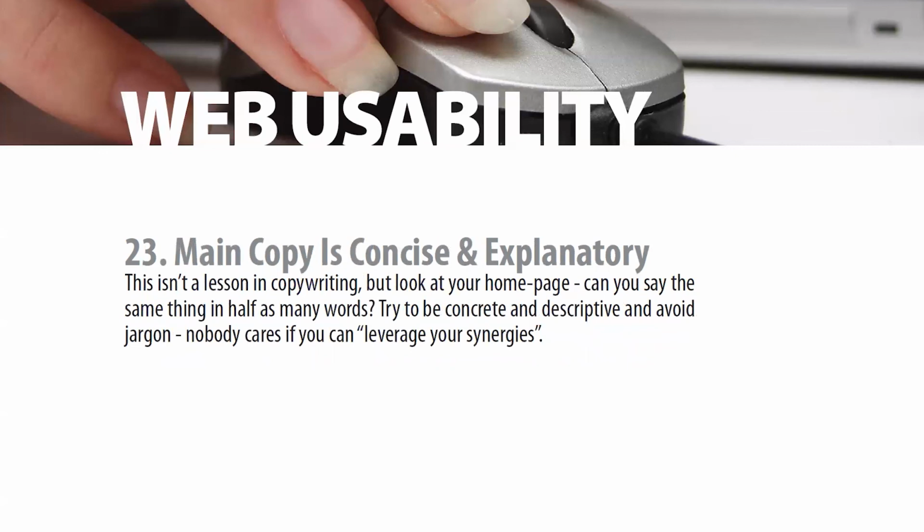All right, main copy is concise and explanatory, which means that the main copy should be short. They're not going to be novels unless you guide somebody to something that maybe they want to read more of. So they should be concise, they should be short, they should get to the point, not have a full drawn out description of what's going on.